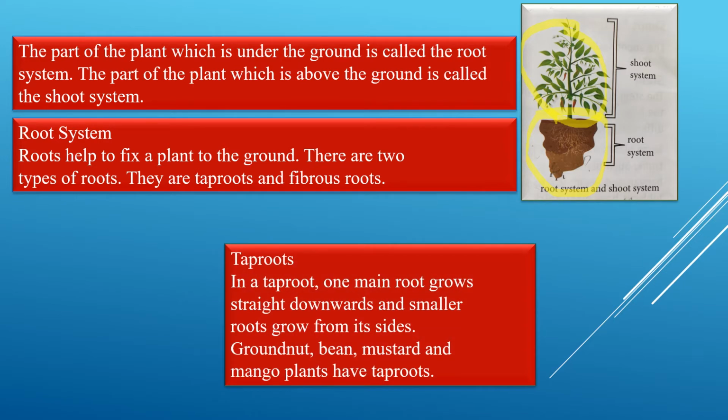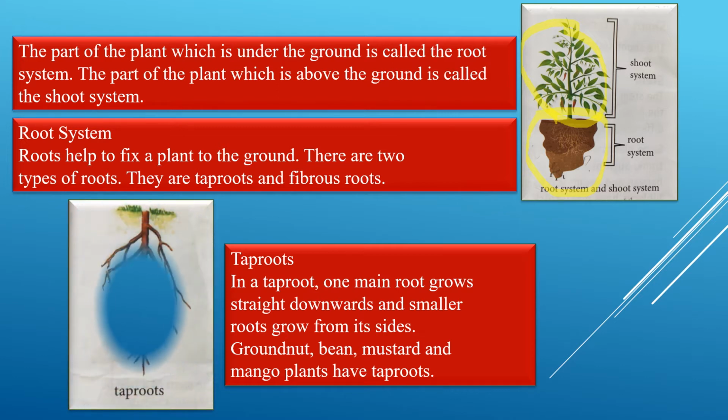Then taproots. In a taproot, one main root grows straight downwards and small roots grow from its sides. Groundnuts, beans, mustard and mango plants have taproots. So what is said here is this. This part you can see here. This is a main root. Then along with this many other roots are there. So these type of roots are called taproots.